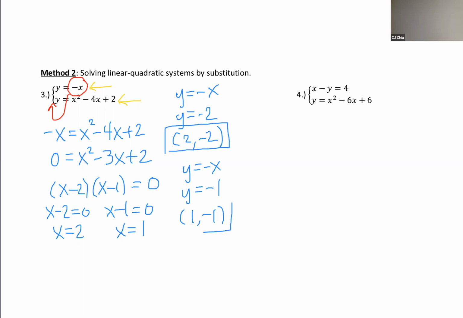So then these 2 are your 2 points. If you graph them, you would intersect there. Okay? Okay, let's look at number 4.